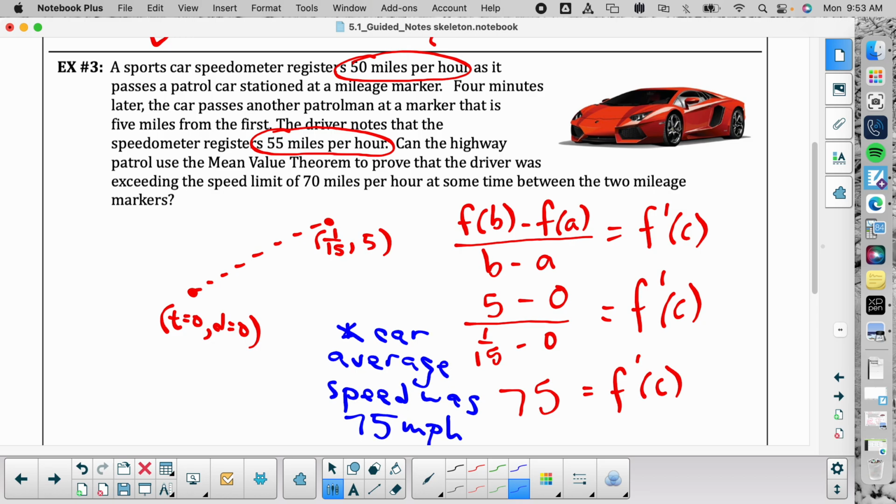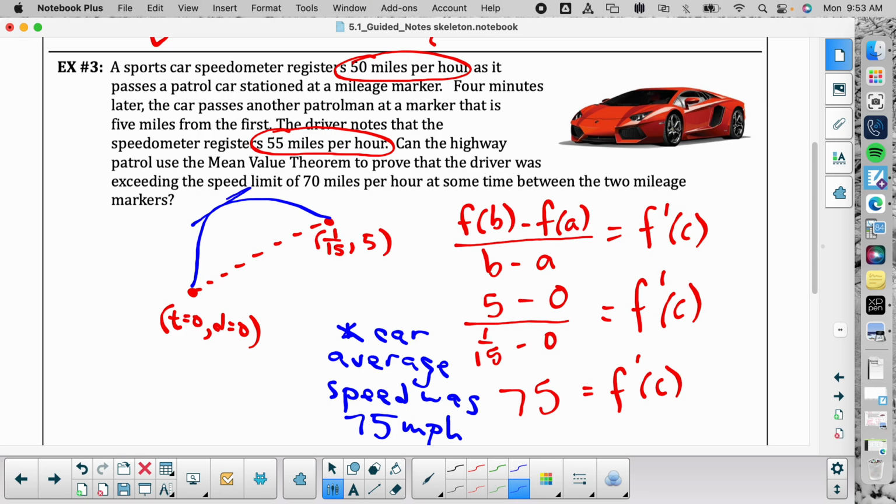So basically, if this car made it 5 miles in 4 minutes, they're averaging 75 miles an hour. So if they're averaging 75 miles an hour, then you're guaranteed at one point they were definitely doing faster than 75 miles an hour. This had to have been their speed curve somewhat, right? If you average 75, and they were going 50 and 55 at the beginning and end, then they were probably doing about 90 in between.